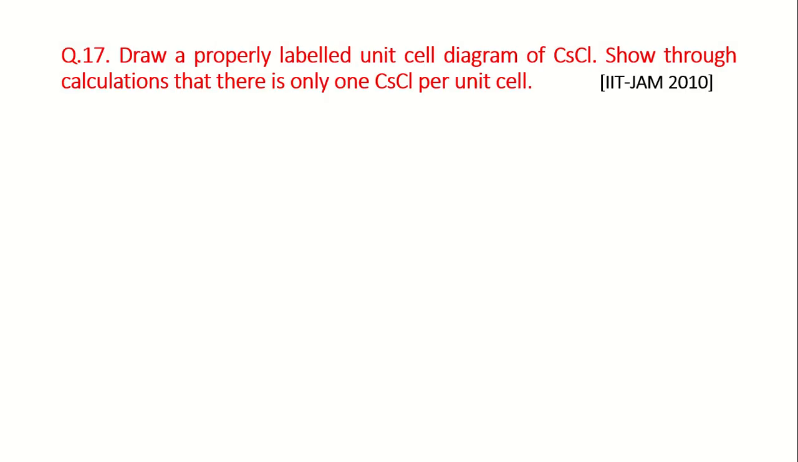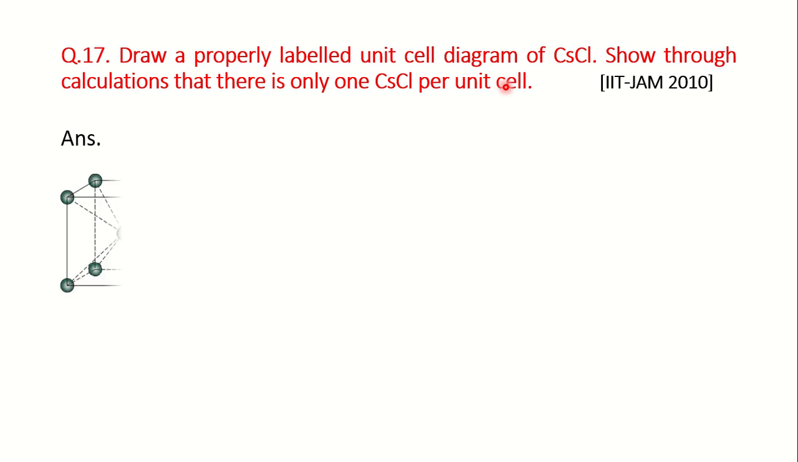Next, a 2010 question: draw a properly labeled unit cell diagram of cesium chloride. Now you have to draw. Nowadays, during 2025 or onwards, you are appearing in the online exam, so you do not have the provision to write descriptive answers, but for your knowledge this is important. That is why I have included this question here. Also this question is important: show through calculations that there is only one cesium chloride per unit cell. This question may be arranged in such a way that online questions can be answered.